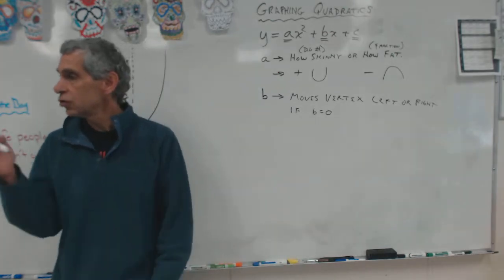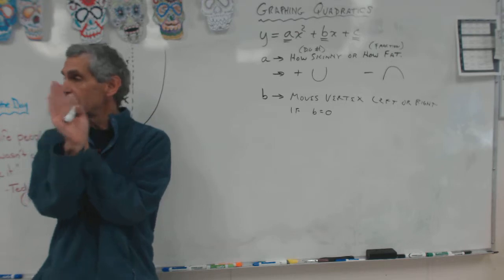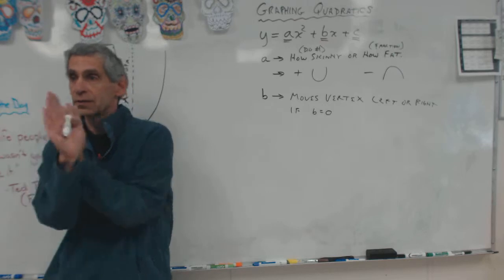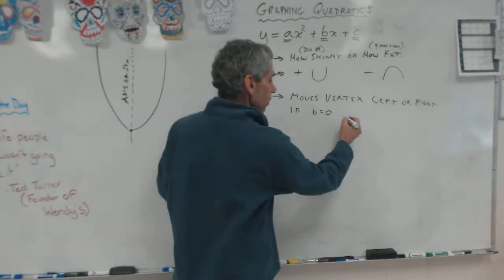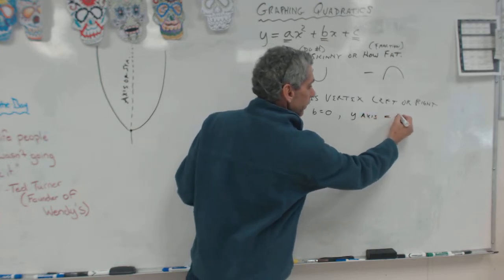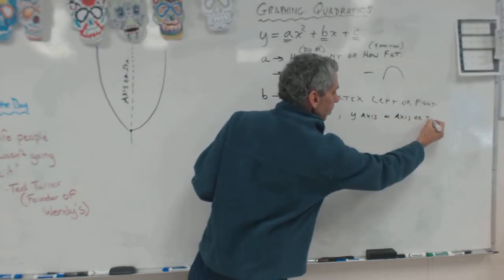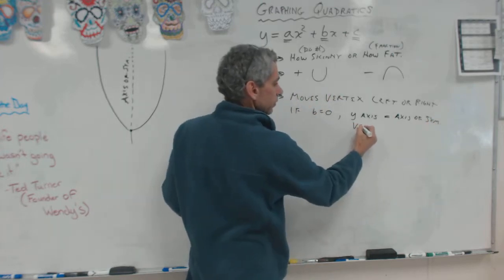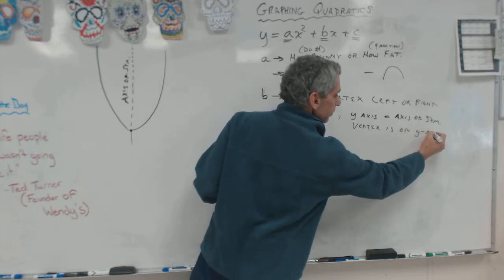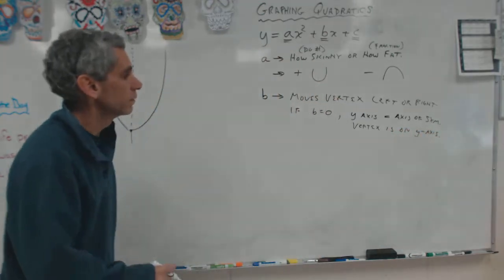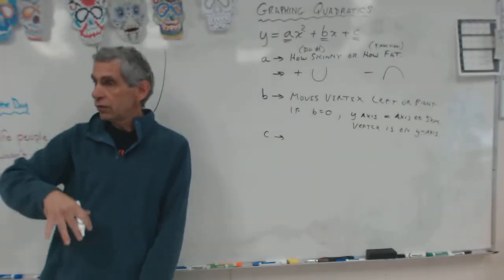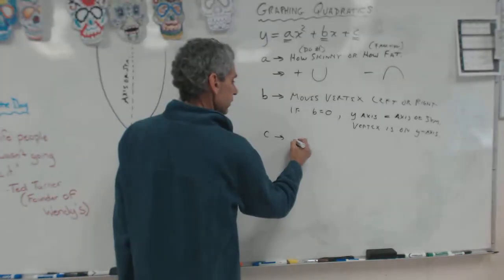Does that make sense? There's no B, so there's nothing to move the axis of symmetry or the vertex off of the y-axis. So it's on the y-axis. If B is 0, the y-axis equals the axis of symmetry. Vertex is on the y-axis. Okay? All right, what does C do? It moves it up or down, right? Moves the vertex up or down.